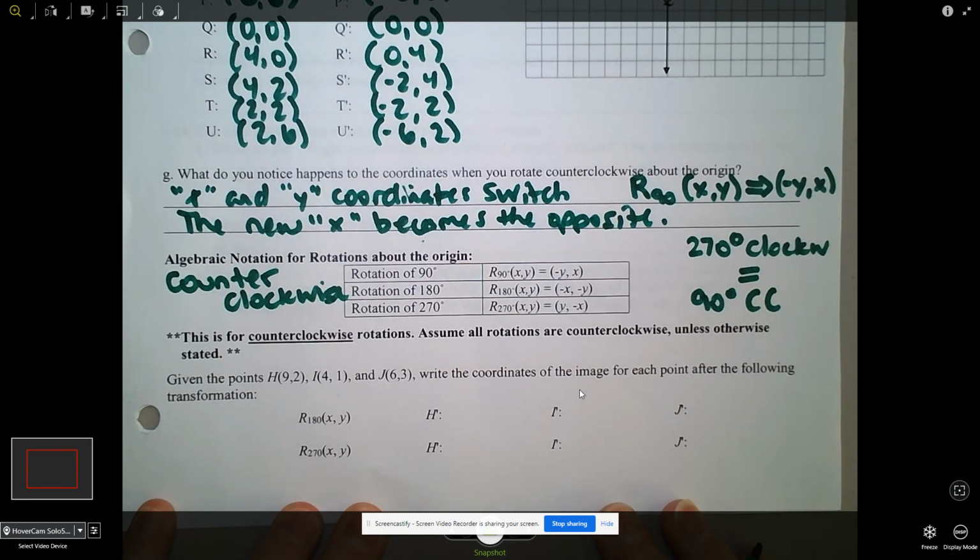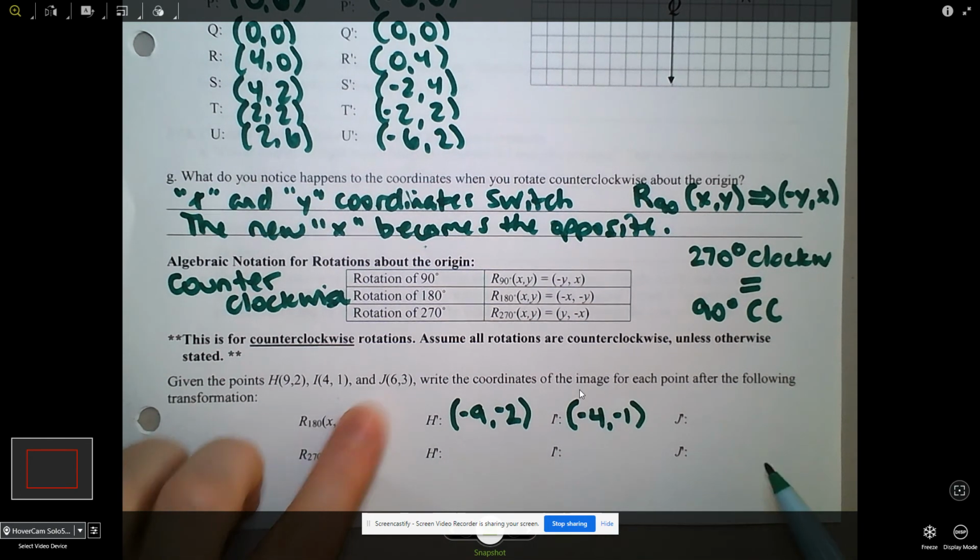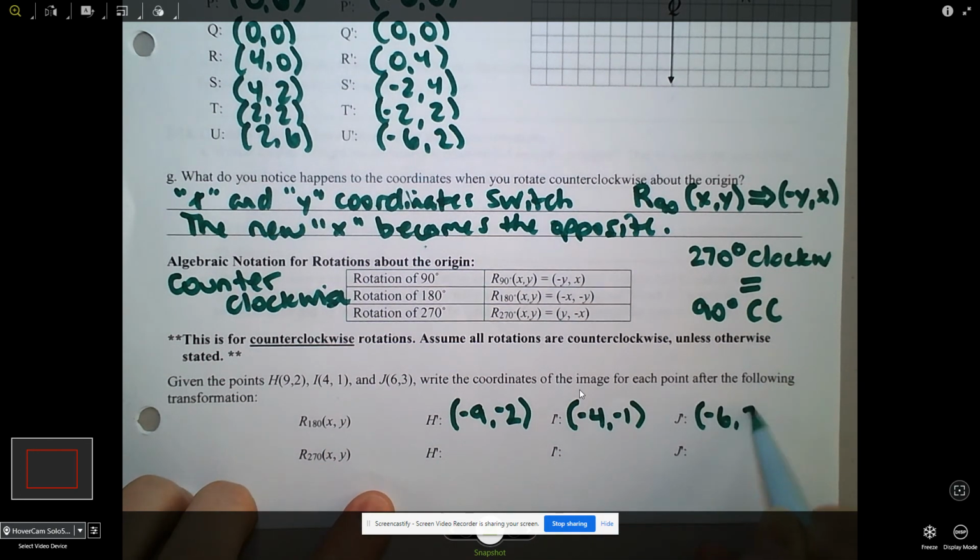Given the points H (9,2), I (4,1), and J (6,3), write the coordinates of the image after the following. So we've also got up here the rules for a rotation of 180 degrees. You'll notice XY stays XY, but they both become their opposites. So for a rotation of 180, the point was 9,2. It's going to stay 9,2, but they're both going to become their opposites. 4,1 is going to stay 4,1, but they're both going to become their opposites. 6,3 is going to stay 6,3, but they're both going to become their opposites.